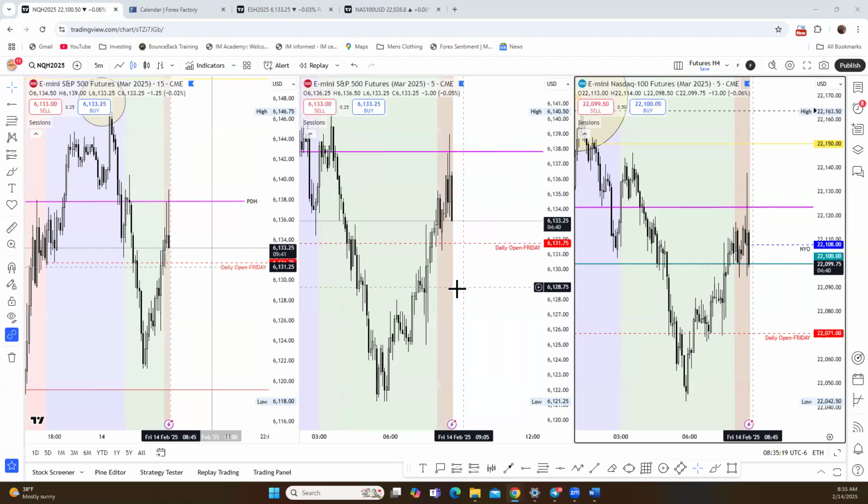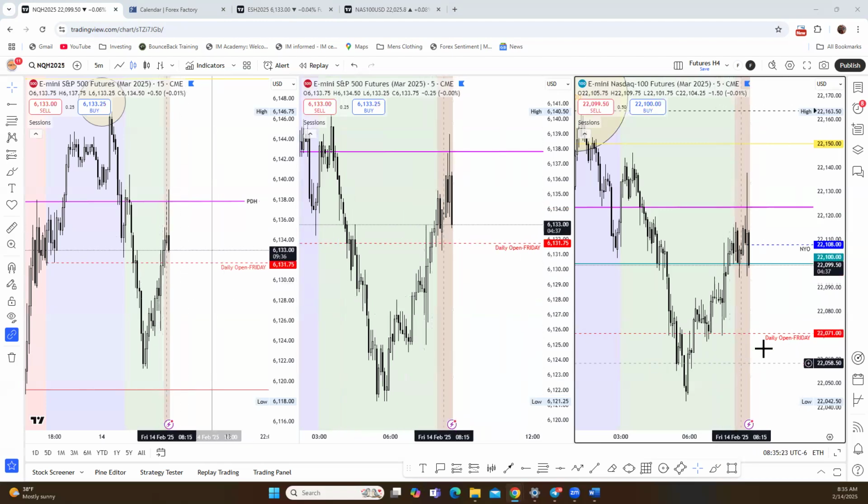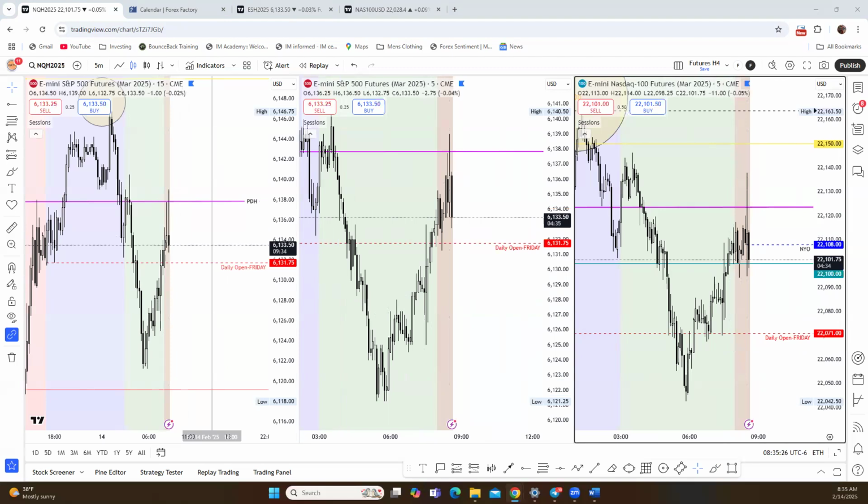ES starting to fail that area, right? So that kind of makes sense. So they may want to push it back below, which is fine for me. But like I said, I have to see that area be broken, like that 22-1 area. Pretty bearish there on ES. So let's see.